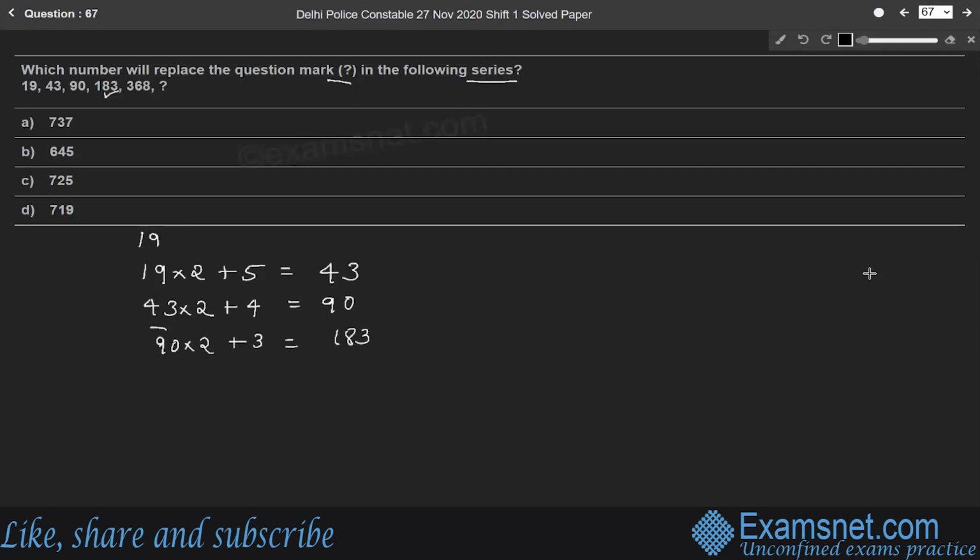And the next number 368 is obtained by multiplying 183 by 2, that is 366, plus 2 is 368. We have to find the next number, that is 368 into 2. So what is the number? Plus 1. 368 into 2 is 736, plus 1, that is 737. Therefore, option A is the right answer.